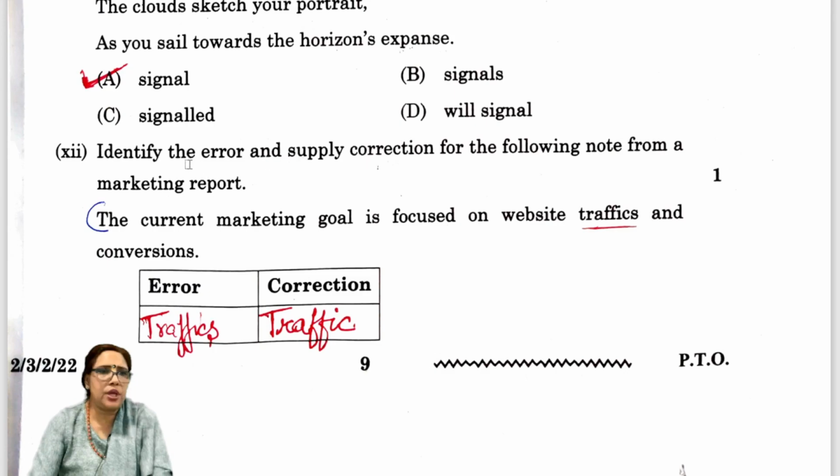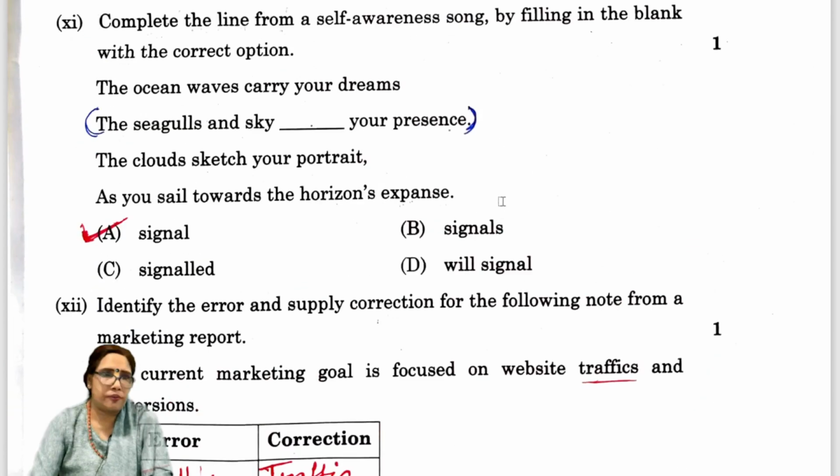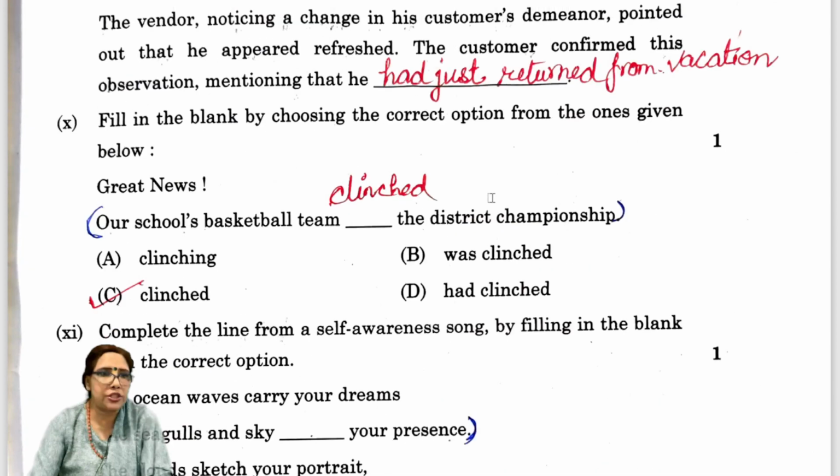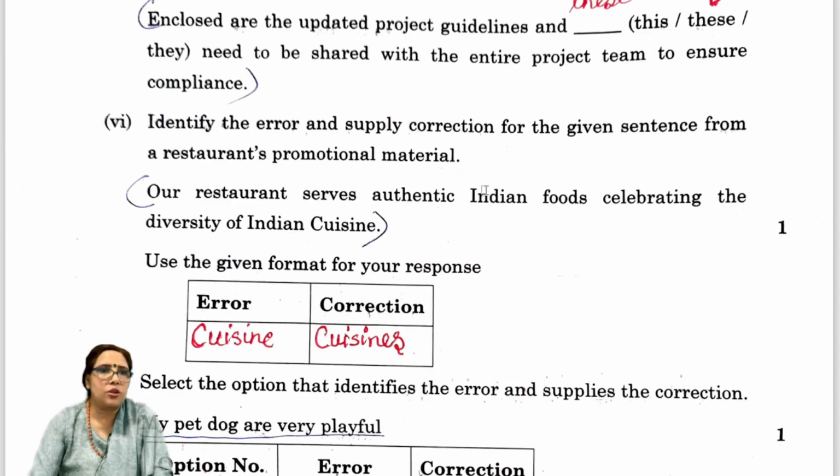And the 12th part is identify the error and supply the correction. So here your answer should be, instead of traffics, it should be traffic. Why? Because website, it is always traffic, not traffics. Fine. So I hope with this you have understood the answer for your A and B part.